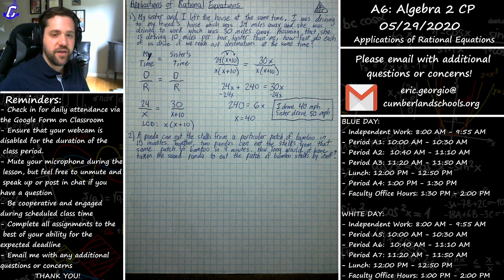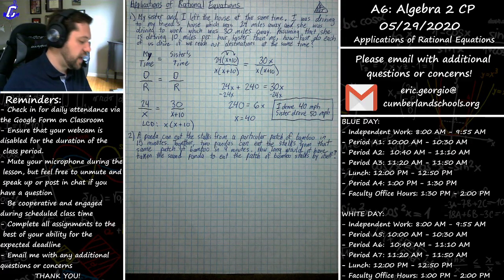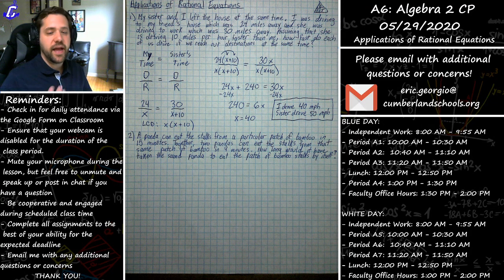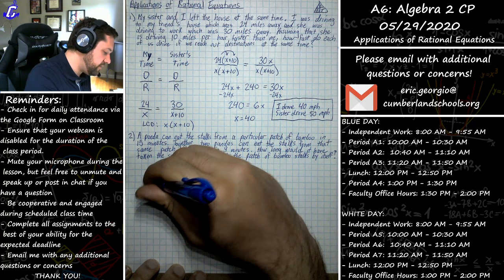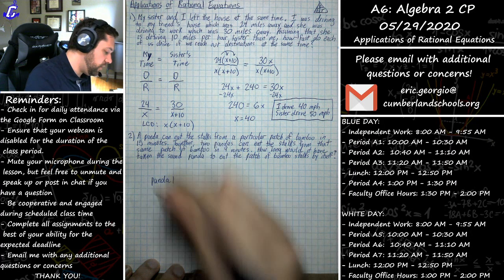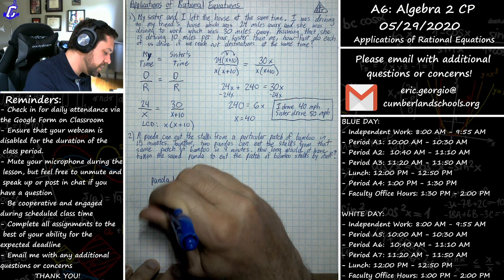Well, what's happening here is 2 things are working together to accomplish a common goal, which is why it's a work done problem. What I want to do for each of the pandas is figure out its rate per unit of time and the time that each one contributed towards accomplishing the task. So I'm going to make a little chart to organize my data. We have the first panda, panda 1, and the second panda, panda 2.